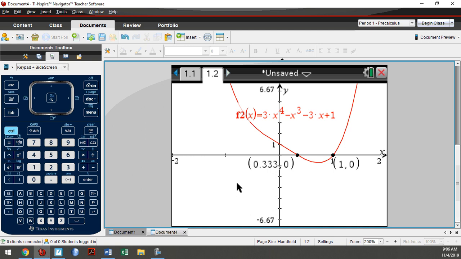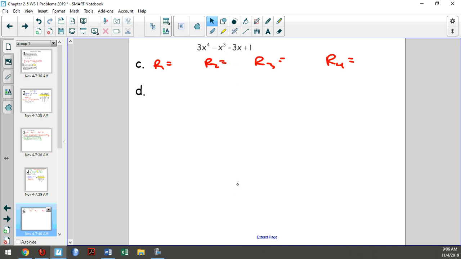It is 1/3. I do not want decimals on this worksheet. Do not ever give me decimals. I always want the fractional rational equivalent. Do we all understand that? So I'm going to come back over here and say, oh, well, root 1 is 1, and the second root is going to be 1/3. I still have to find root 3 and root 4. I don't know them. Do we understand that?